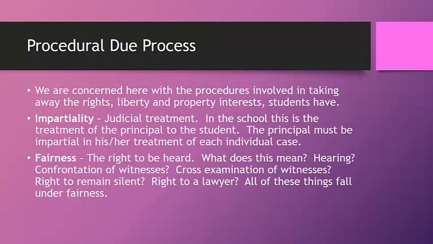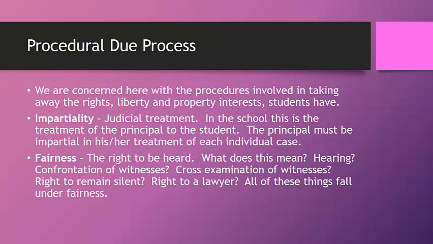We talked a little bit about substantive due process. Now we're going to spend the rest of our time talking about procedural due process. With procedural due process, we are concerned with the procedures involved in actually taking away the student's rights. We're talking about liberty and property interests that students have, whether the liberty interest is the good name or honor of the student, or the property interest, the free and appropriate public education. Whichever one we're dealing with, and quite often it's both, when we suspend a student, we have to go through these steps. Okay, so the first big thing here is impartiality.